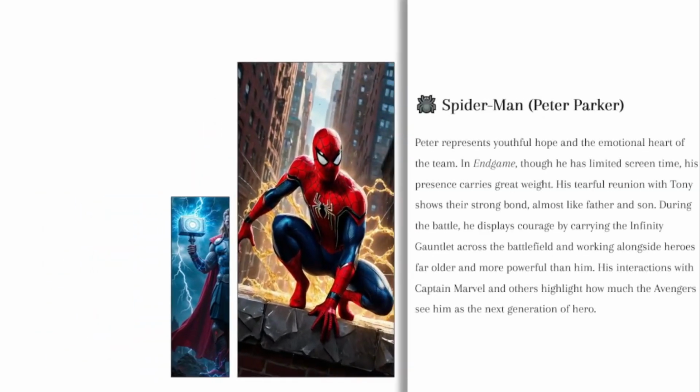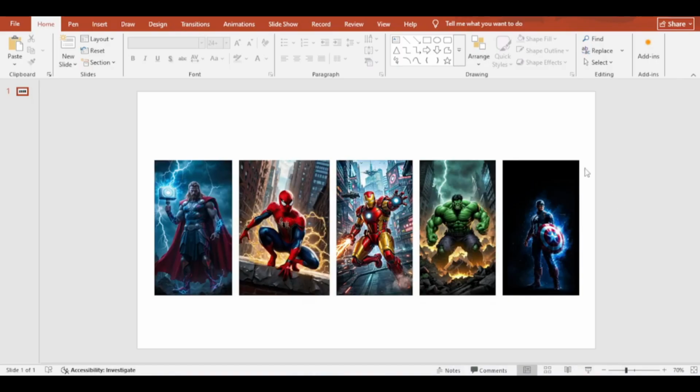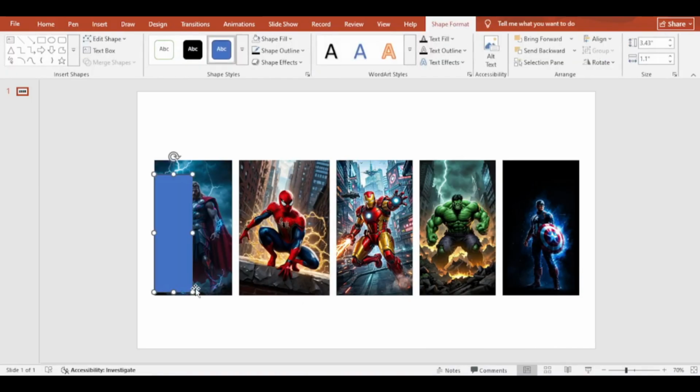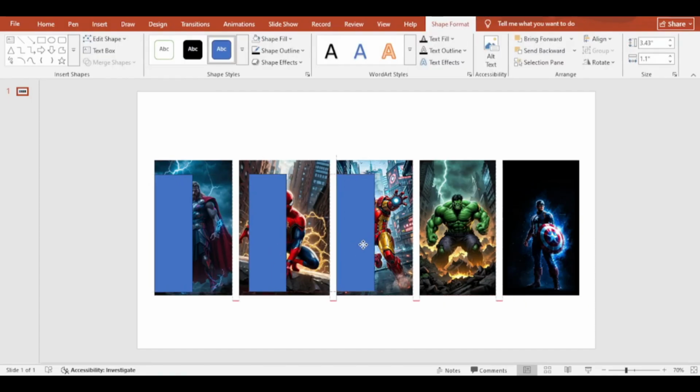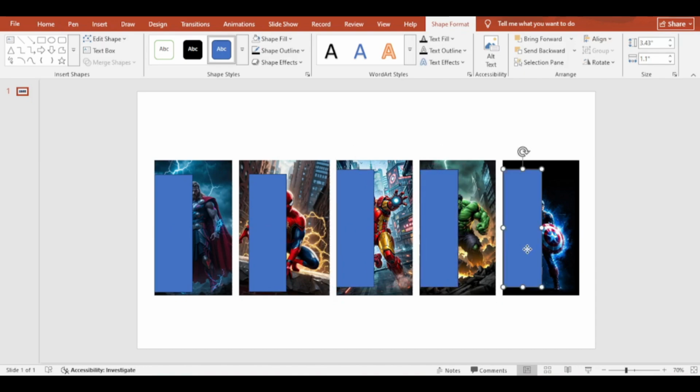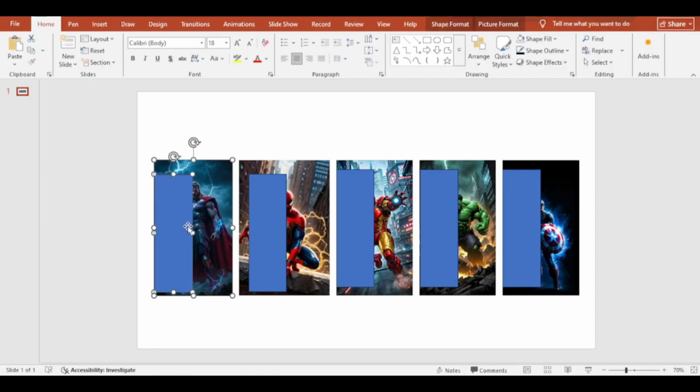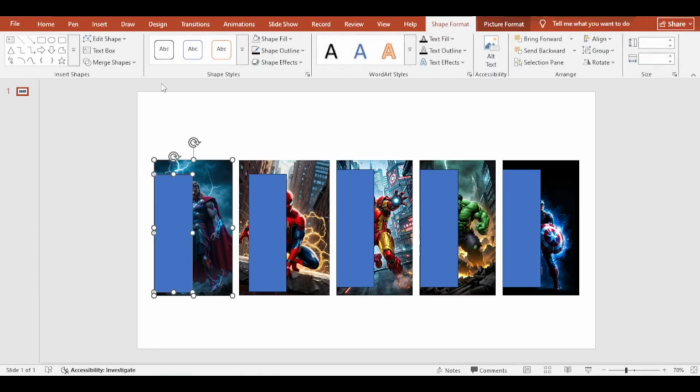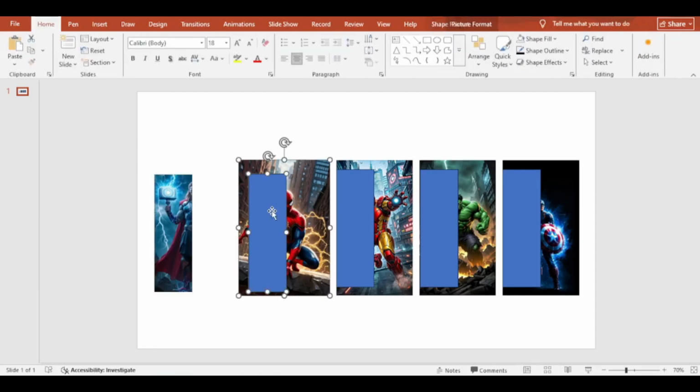In this video, we are going to make this PowerPoint presentation. So, let's get started. At first, take a rectangle shape. Pressing Ctrl+D, make duplicate of it. Now, select the image and the shape. Go to Shape Format. Select Intersect.